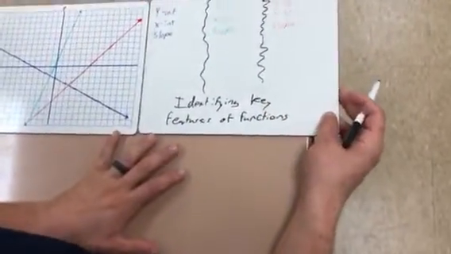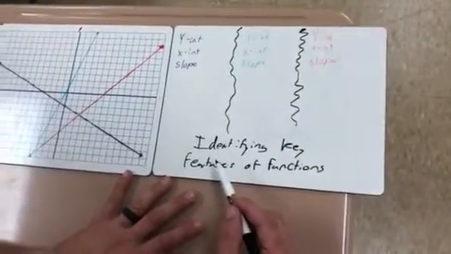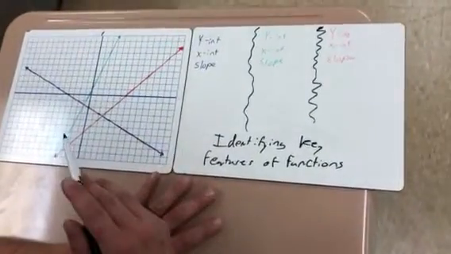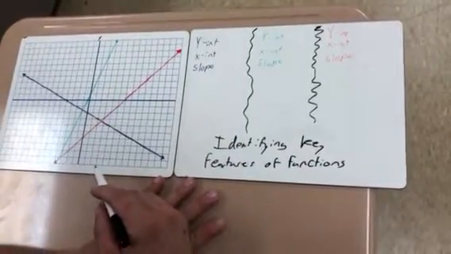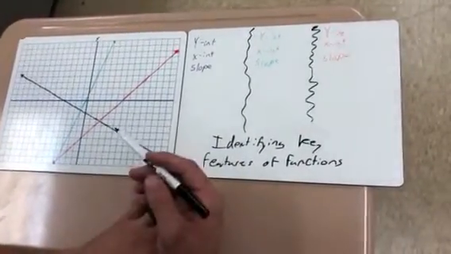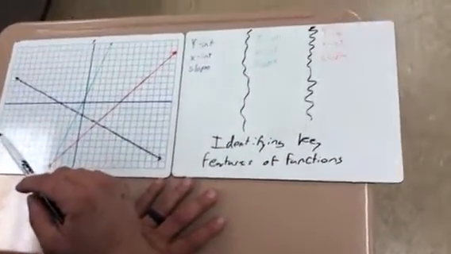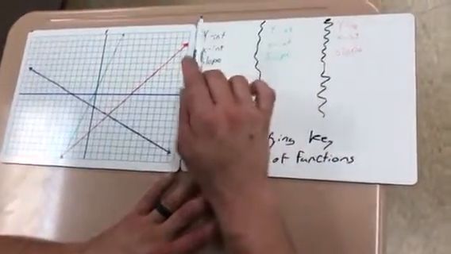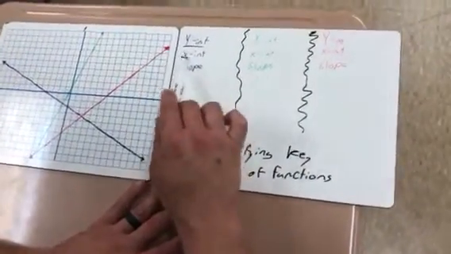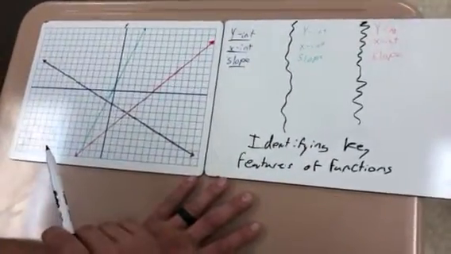Okay, so finally, objective 2 of functions is identifying key features of functions. Most of the questions either give you an equation or a picture. Most of them give you a picture, and they're going to ask you to identify the key features of functions. The three things the power focus area is going to ask you to identify are the y-intercept, the x-intercept, and the slope. I have 3 lines over here.